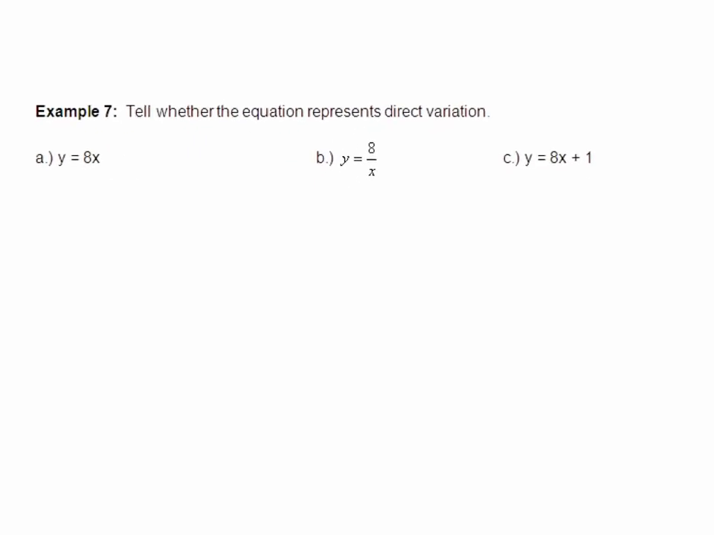So let's take a vote. We're trying to decide, is the equation direct variation? So let's take a look at part A. Y equals 8x. Is it of the form y equals a times x is what we're trying to figure out.